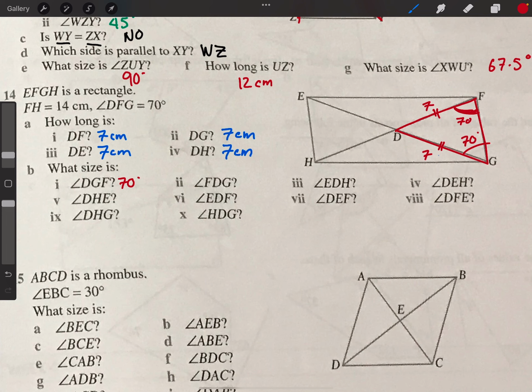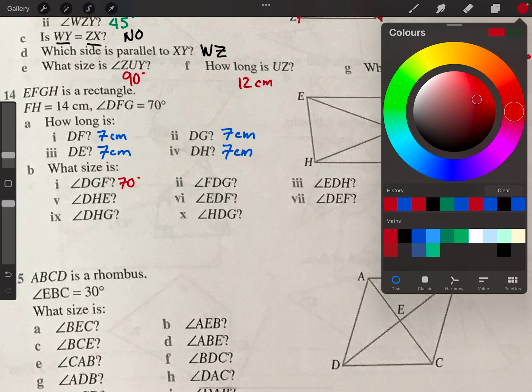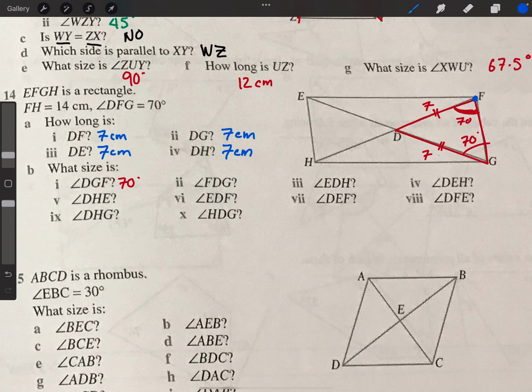Part 2, moving across, angle FDG. I'll put that in blue. FDG. Okay, so to find this last angle, we got 70 plus 70 is 140. This one must be 40 because 140 plus 40 will make 180, and we know the angles of a triangle always add up to 180.